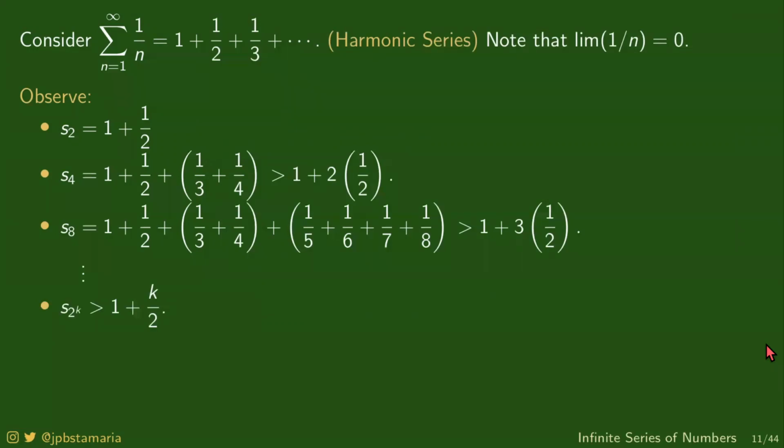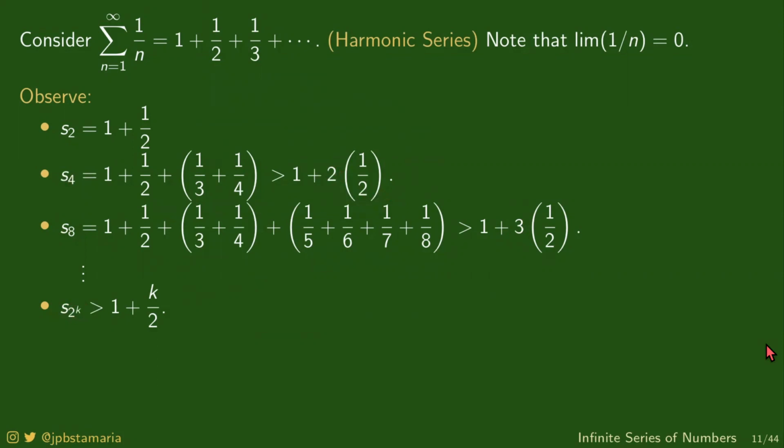Okay lang yan. Ang sabihin ng S sub 2 to the K, pag kinuha ko na yung pang 2 to the K na partial sum, how many? Kasi di ba ang S sub 8, 2 cube? Kaya meron kang tatlong 1/2. Yung 4 ay 2 squared, meron kang dalawang 1/2. Kaya kapag nasa 2 to the K ka na, ilang 1/2 na? K. Kaya 1 plus K over 2 yung lower bound.